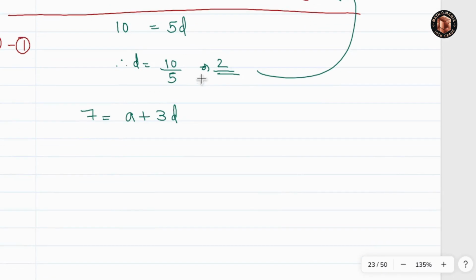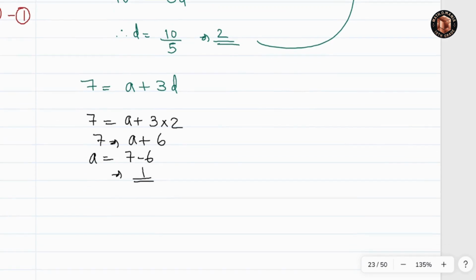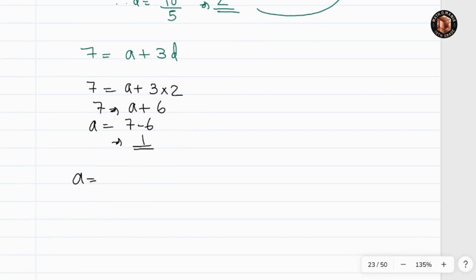Let me substitute the value d equal to 2 in this equation. 7 equal to a plus 3 into 2, which is equal to a plus 6. Therefore, a equal to how much? A equal to 7 minus 6, which is equal to 1. Therefore, now I got my a equal to 1 and d equal to 2. Right?